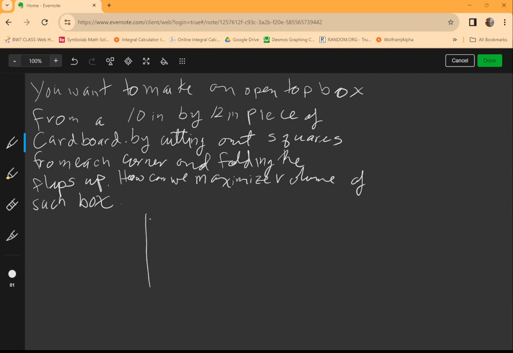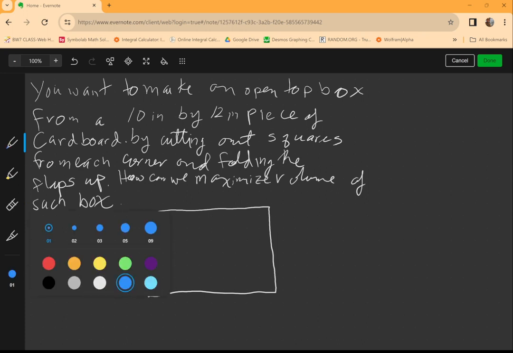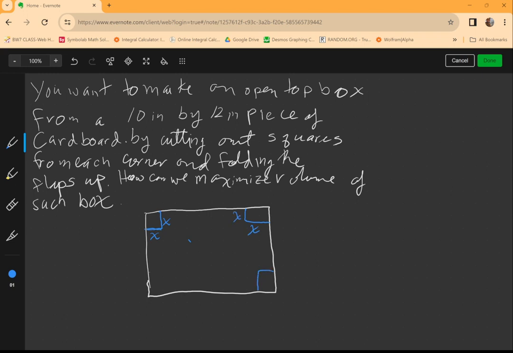Okay, so think of, we have this piece of cardboard, and I'm going to cut out squares at each corner. I don't know how big my squares are going to be. I just know that in each corner, I'm going to cut out the exact same square, and then fold it up and make some kind of box. So it'll look something like this.